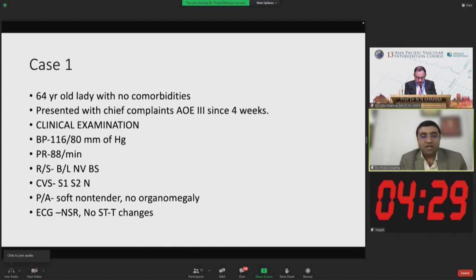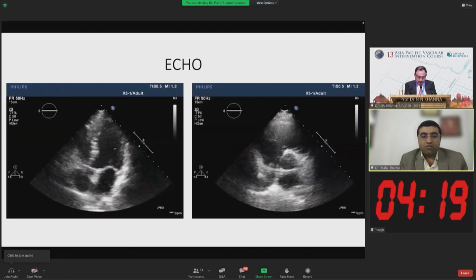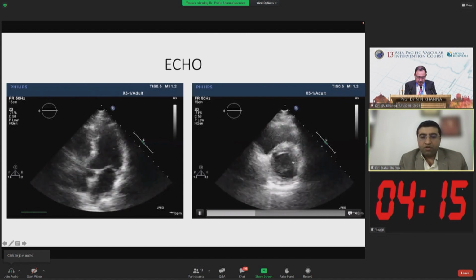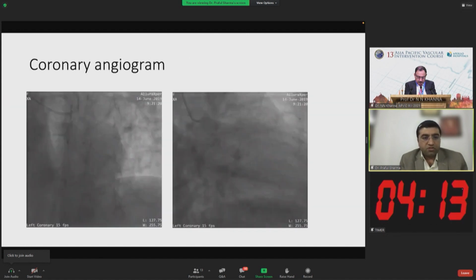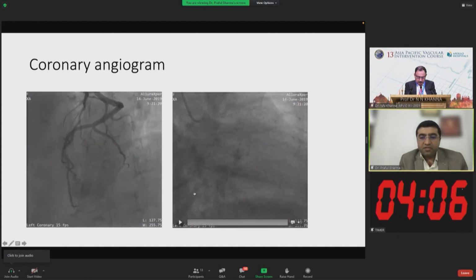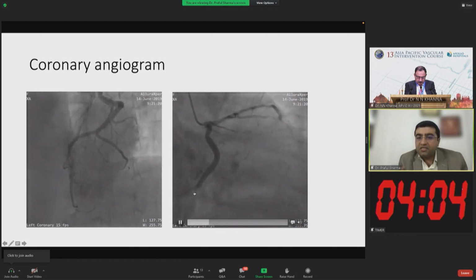Now, the first case, I will go through it quickly. A 64-year-old lady with classical angina for the last 4 weeks, hemodynamically stable, no changes in the ECG, the echo function was normal, no regional wall motion abnormality. We took her for a stress echo, which was positive, and this was the coronary angiogram. Now, if you can see in these images, you hardly see any calcium on the conventional angiogram.